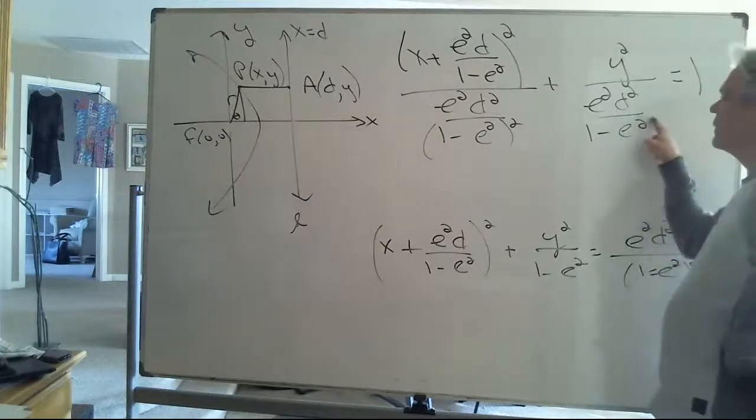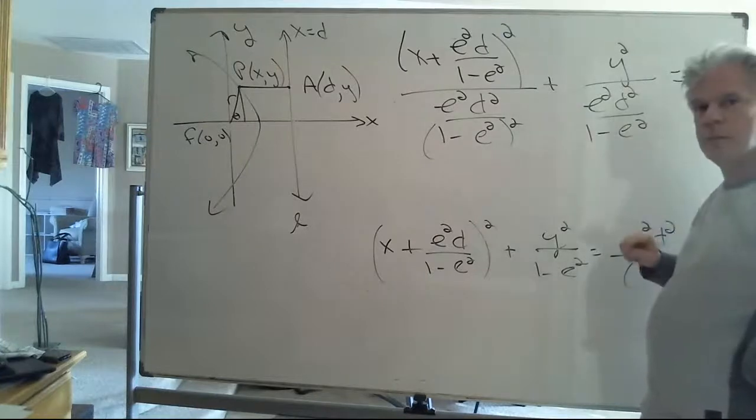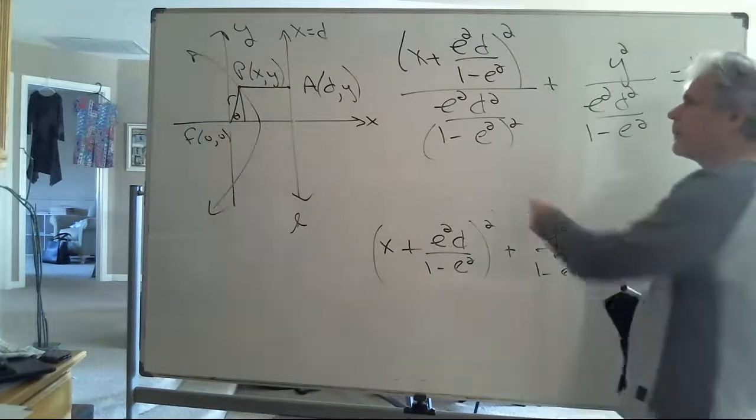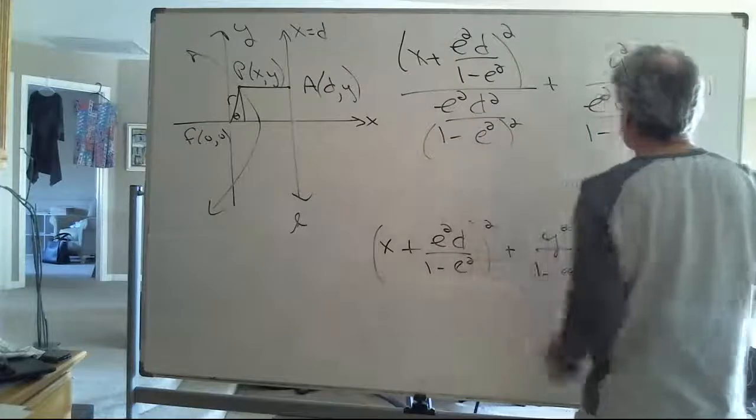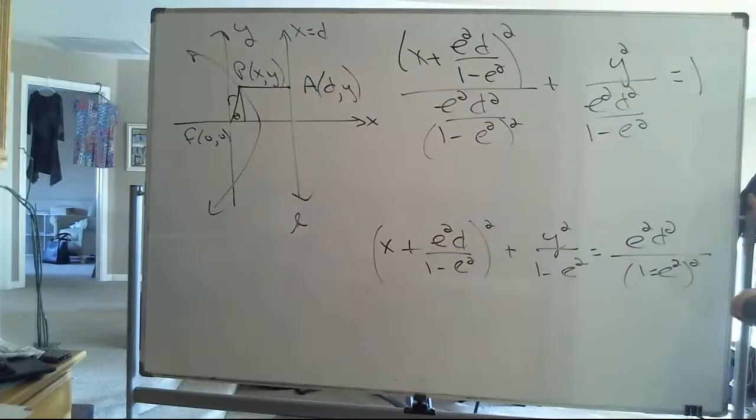Now, notice what happens if e is less than 1. Then this thing's positive. All the other squares are positive. Therefore, I got an ellipse. And if e is bigger than 1, that denominator is always positive. But if e is bigger than 1, this becomes negative, and I got a hyperbola.